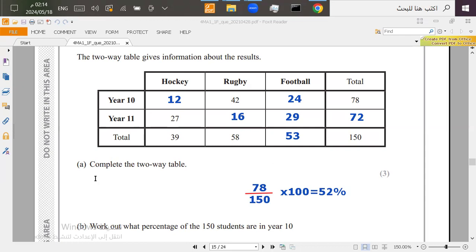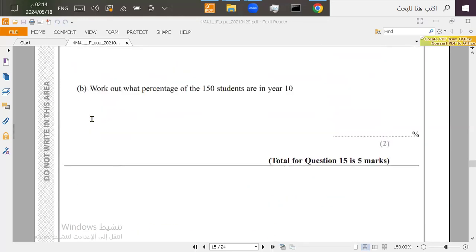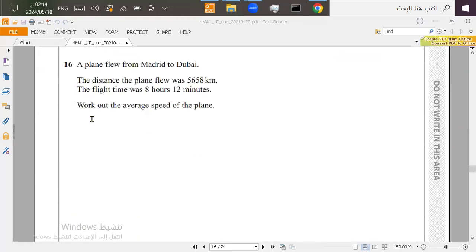Now, let's move on to the next question. Question 16. A plane flew from Madrid to Dubai. The distance that plane flew was 5,658 kilometers. The flight time was 8 hours and 12 minutes. Work out the average speed of the plane.